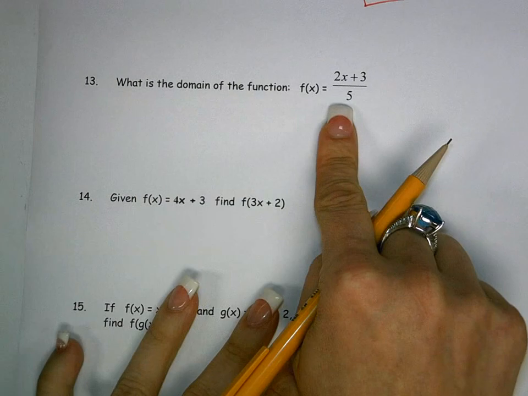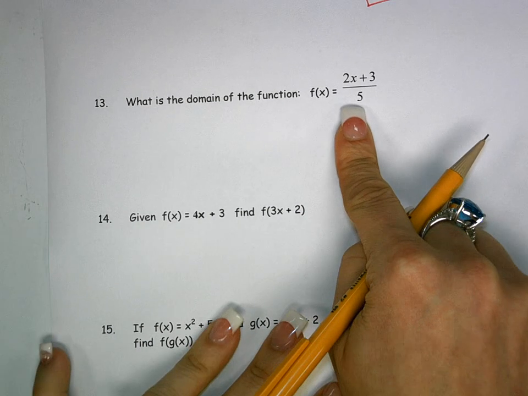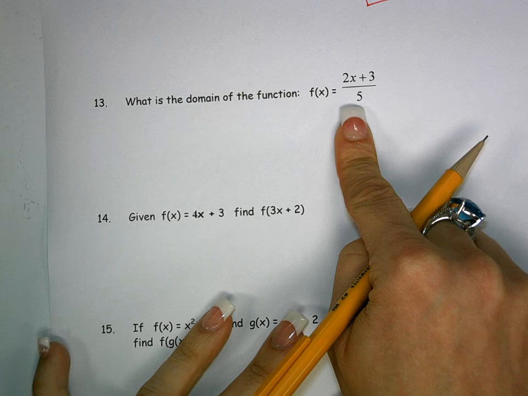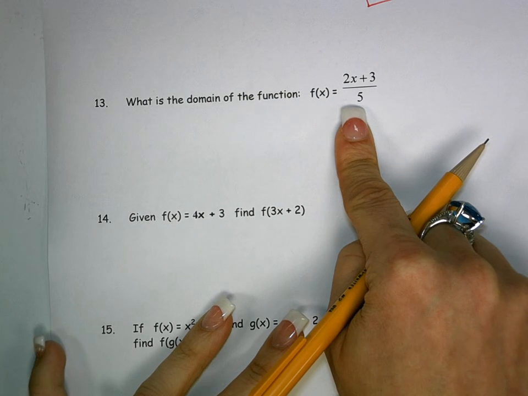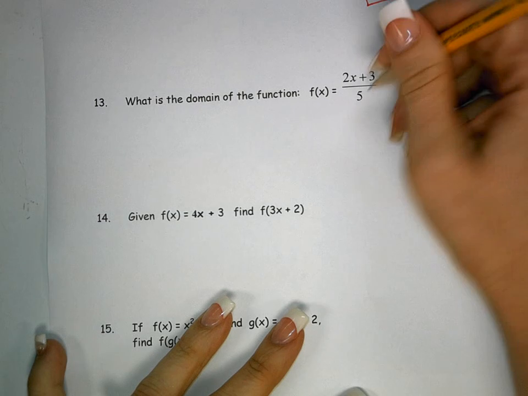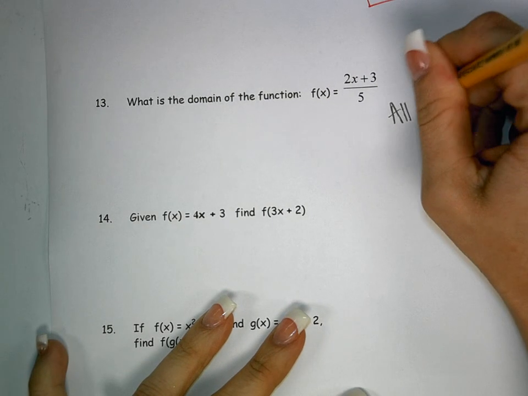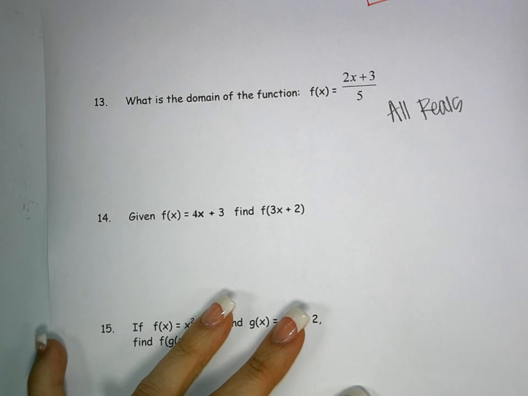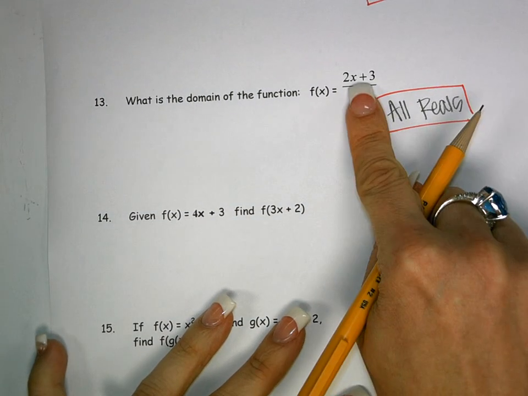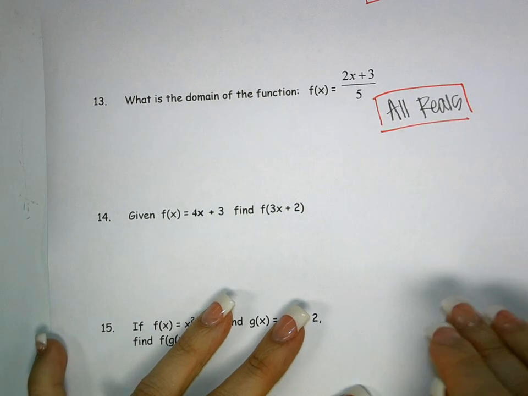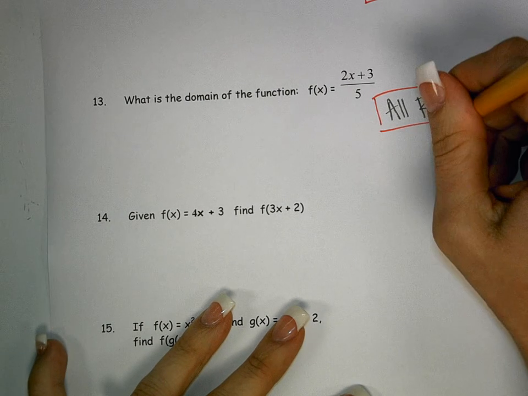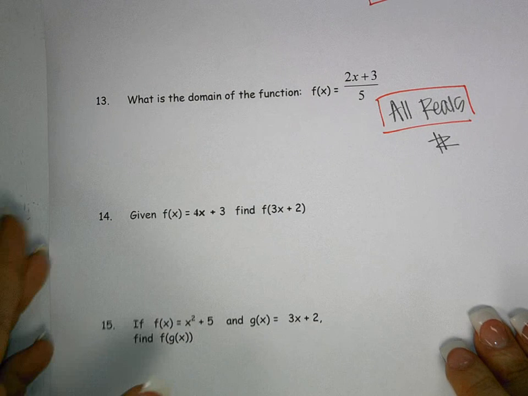For number 13, remember, we do not want anything in the denominator that's going to make it undefined. So you can have a 0 in the denominator, but no matter what you do, you're always going to have a 5. So this one, your domain is all reals. Okay, all real numbers. So it can be any number. You can plug in any number here, because you're always going to have a 5 in the denominator. So the double R, is that the symbol for all real? Yeah, if you write double R, that's okay as well.